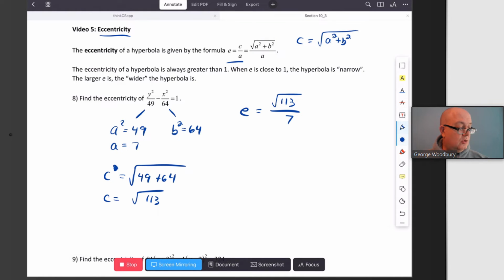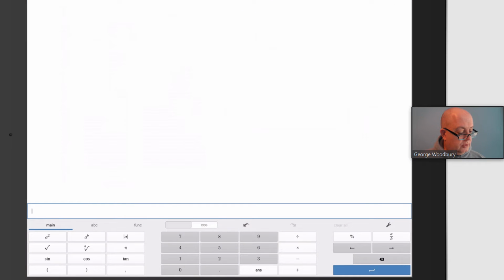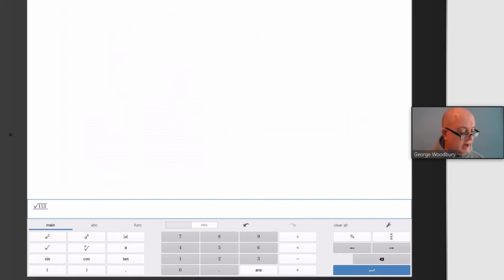To approximate this, let's go to the calculator. Square root of 113 divided by 7. If we round to 2 places, we get 1.52.